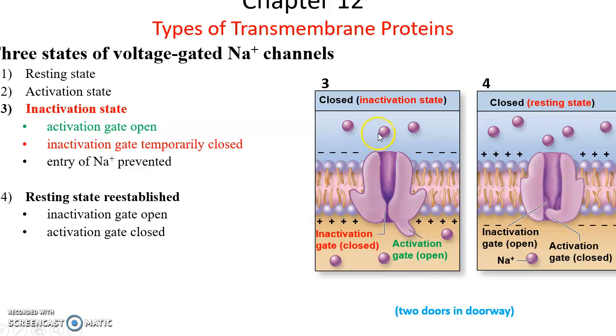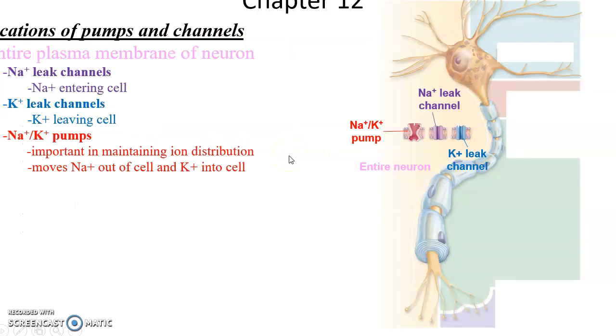And finally, after a little bit of time, the inactivation gate will close. And when that closes, that stops the movement of sodium ions into the cell. This is a short-term event, but it is very critical for the function of the voltage-gated sodium ion channels. And then eventually we'll get a redistribution of the ions via the sodium-potassium ion pumps, and the activation gate will close and the inactivation gate will open. So resting state will be reestablished.